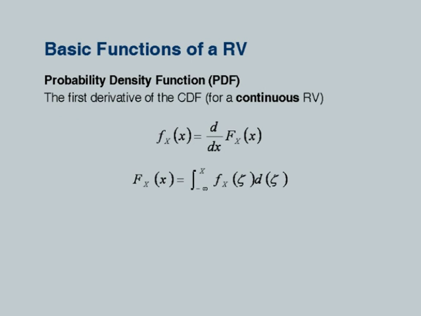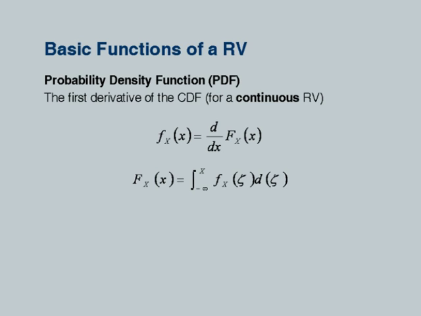The third one that we have is the probability density function, or PDF. It is defined as the first derivative of the CDF, the cumulative distribution function. And you can easily see that since it is defined as a derivative, it has to be for the continuous random variable. The basic notation for a PDF is small f with a subscript, again capital X, evaluated at x. This is nothing but the first derivative with respect to x of the CDF of the same random variable, evaluated at that point x. Basically, the PDF is the slope of the CDF.